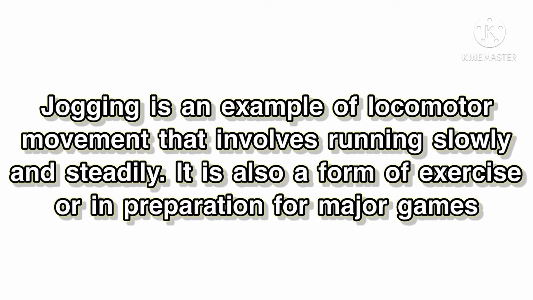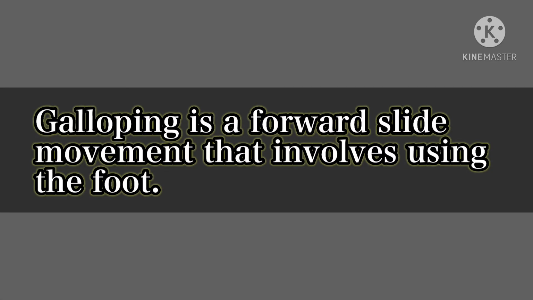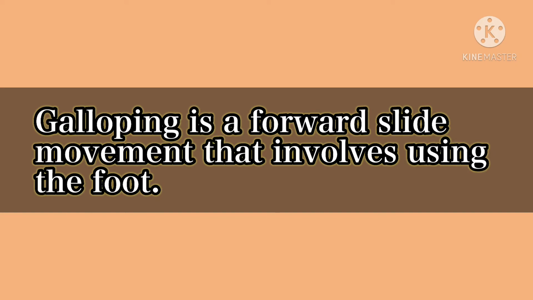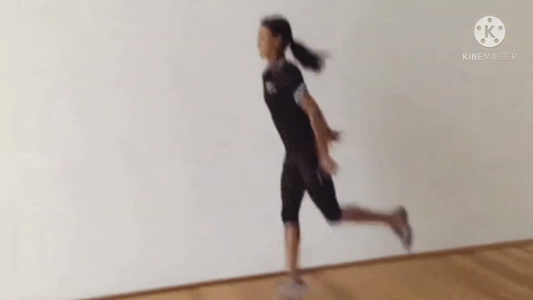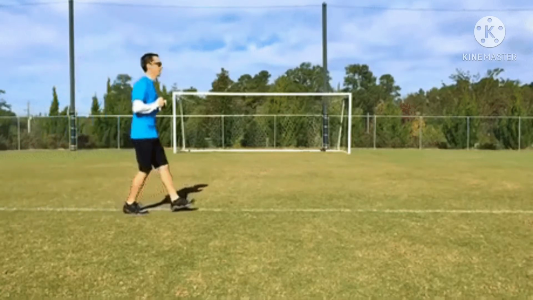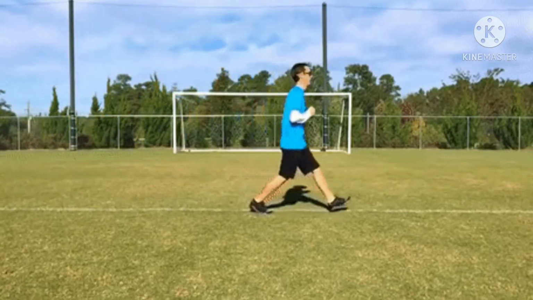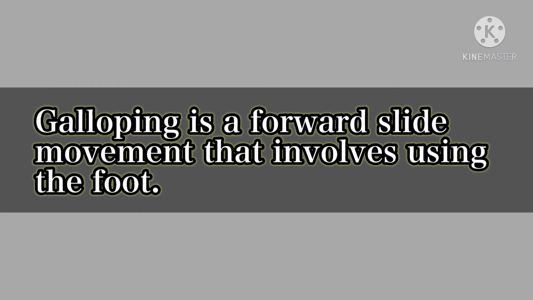Another example of locomotor movement is galloping. Galloping is a forward sliding movement that involves using the feet. When galloping, we move one foot forward while the second foot follows up quickly or almost immediately. The hands are also thrown forward and backward while galloping. Galloping is also a form of exercise that involves consistent practice.